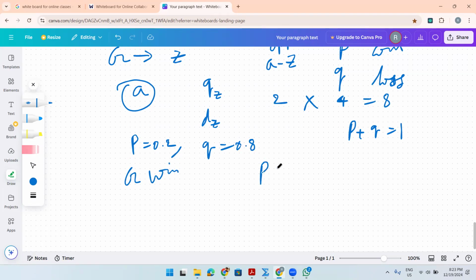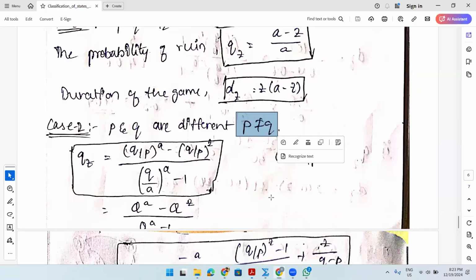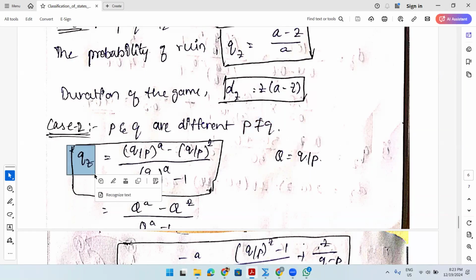It may be reversed. Small p is equal to 0.8 and q is equal to 0.2. We can also have it. That is, the probability of the gambler winning is huge. Okay, something like this. And then QZ. What is QZ? The probability of loss, total Z rupees.